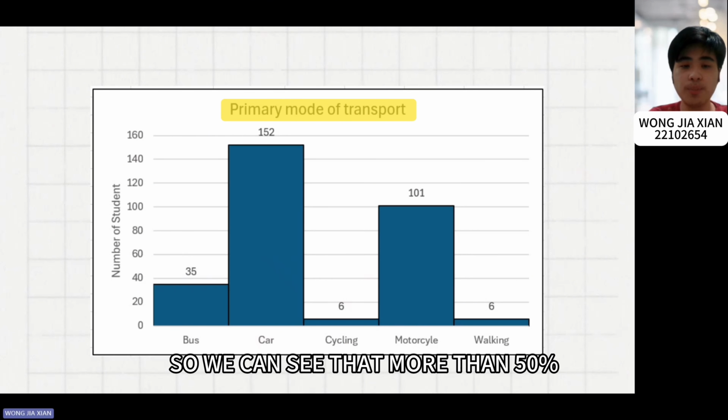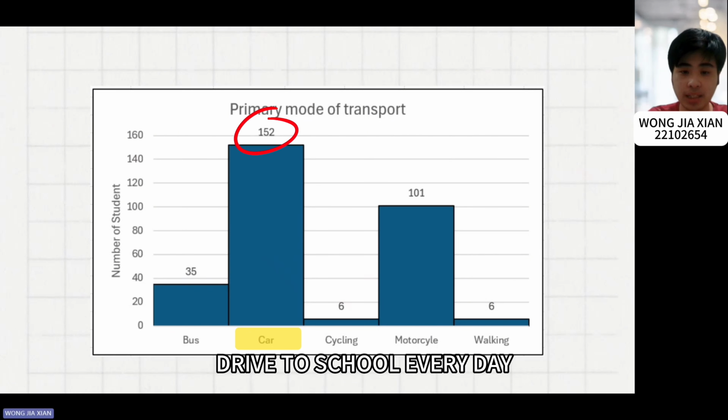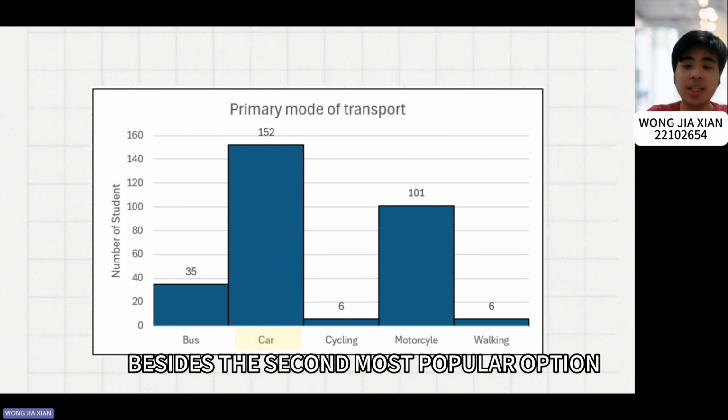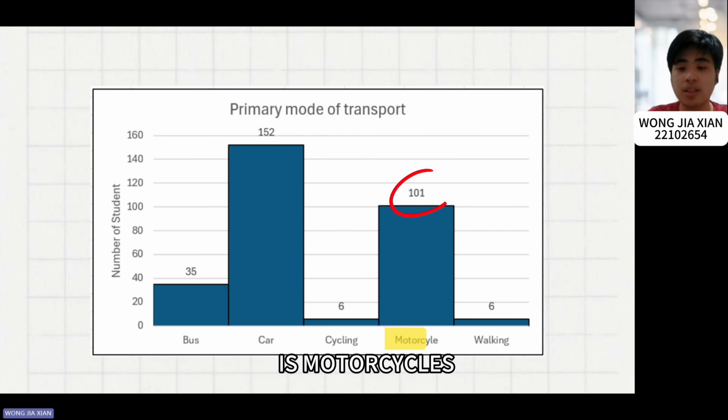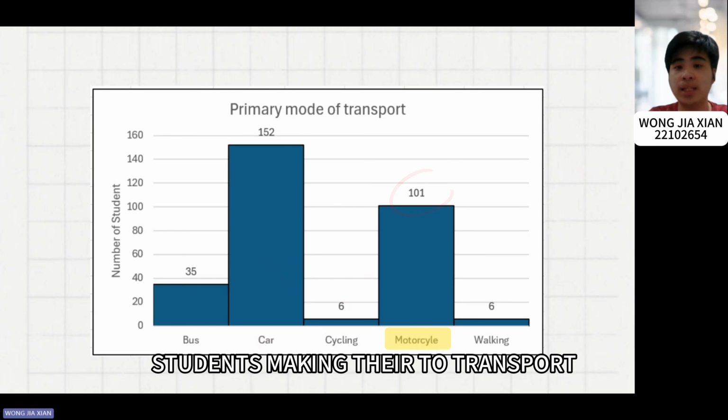We also looked at the primary mode of transport based on the survey. We can see that more than 50%, 152 out of 300 students, drive to school every day. The second most popular option is motorcycles, meaning that personal vehicles are an important factor in students' choice of transport.